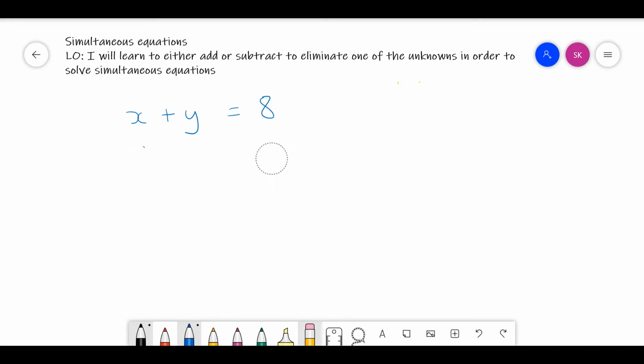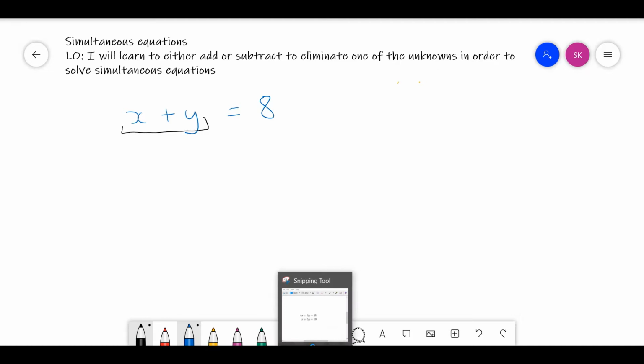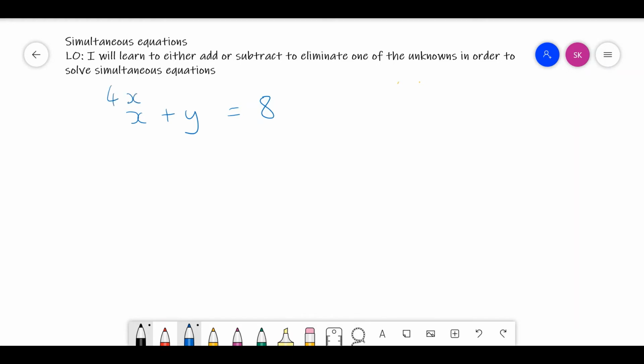Now the reason for that is because we have one equation with two unknowns. And when we have an equation with two unknowns, it is impossible to solve that equation on its own. So I'm going to write another equation up here. 4x plus y equals 23.